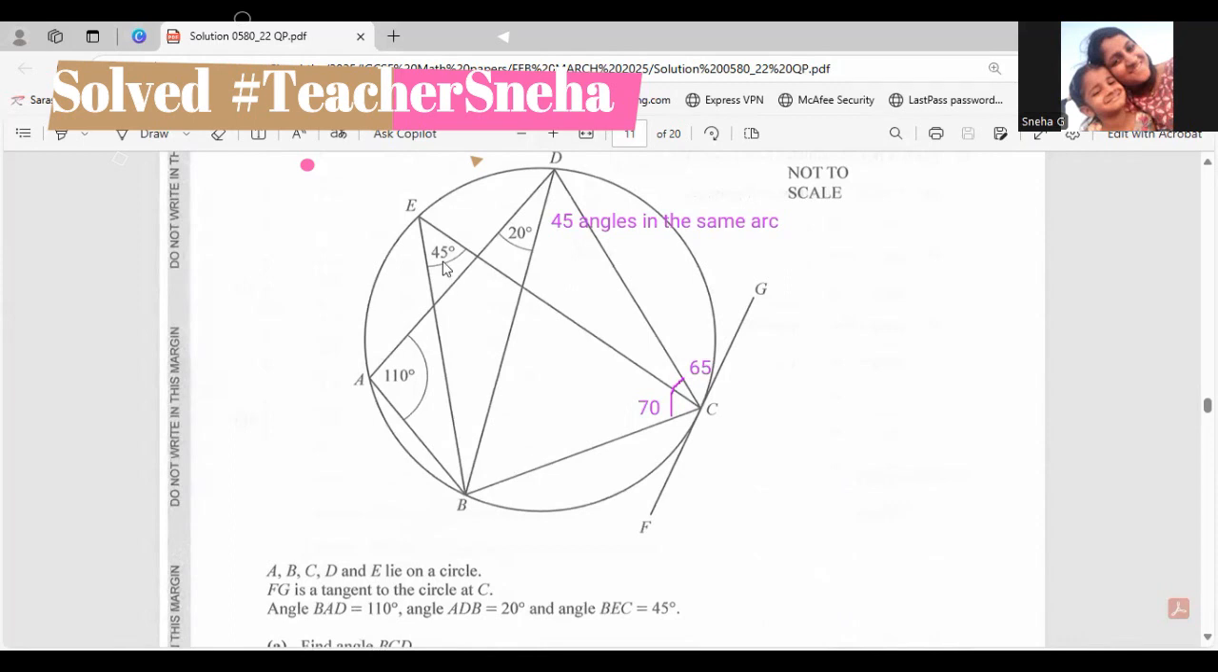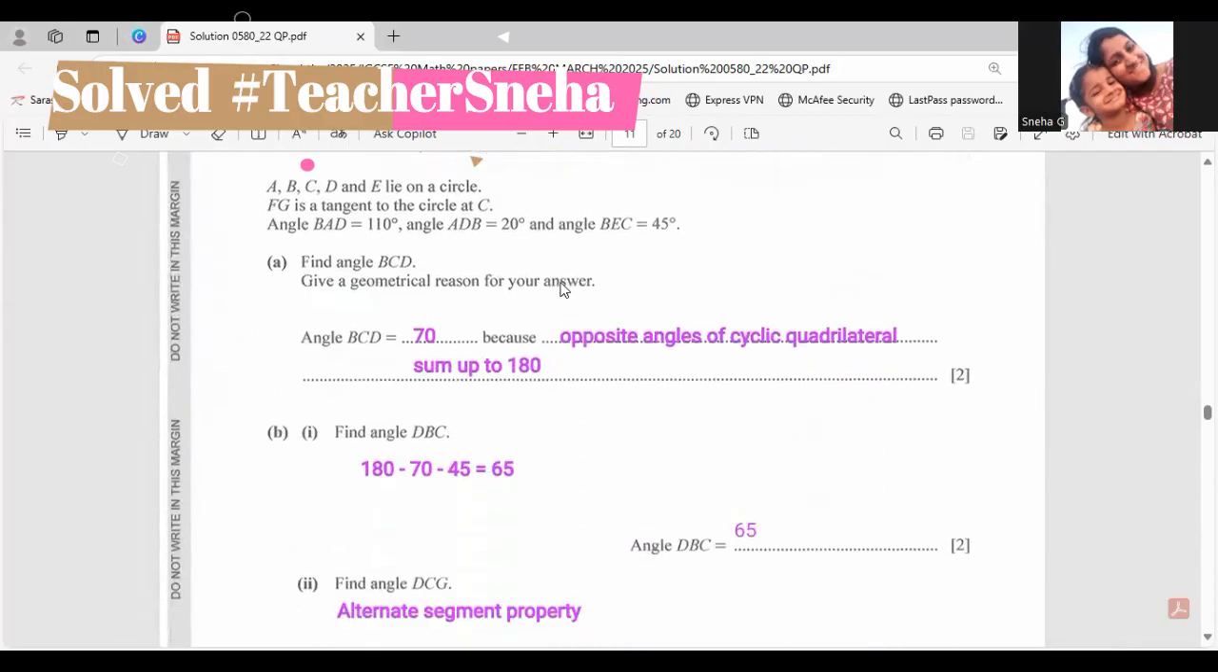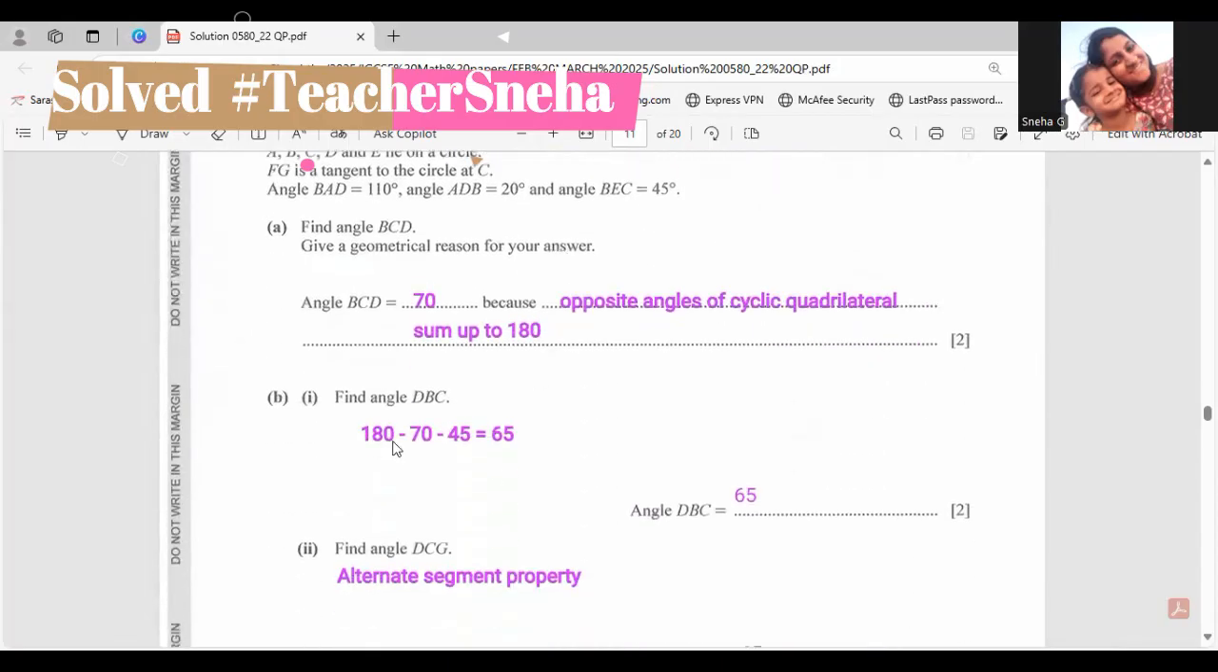So this 45-degree angle and this angle BDC are in the same arc. So their measures are going to be the same. So if this is 45, this is also 45 because they are angles in the same arc. And on subtracting the two angles that we obtained from 180, we get the answer as 65. So angle DBC is 65 degrees.